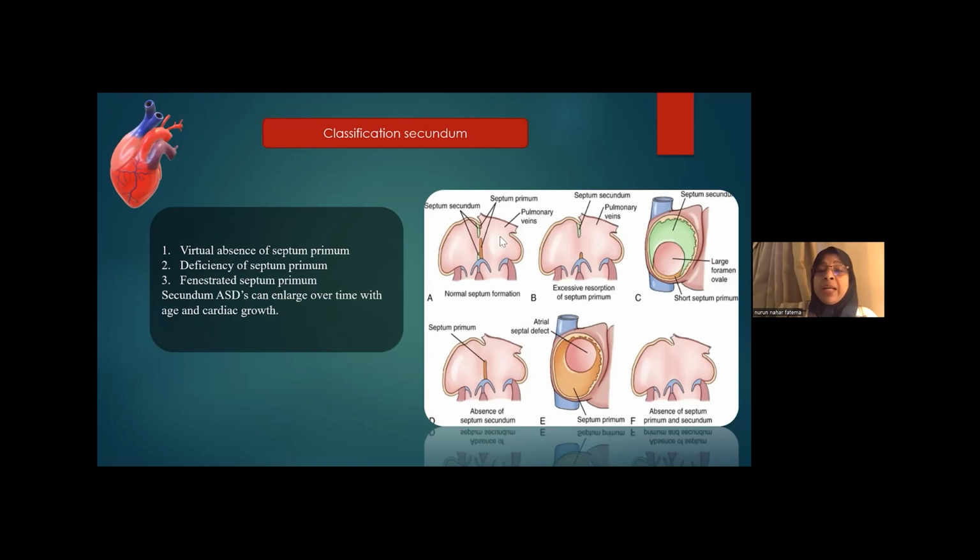So here again in the picture, you are seeing that this is the septum primum and this is the septum secundum, and in between is a large gap. This is the one ASD which is different from that of the patent foramen ovale.